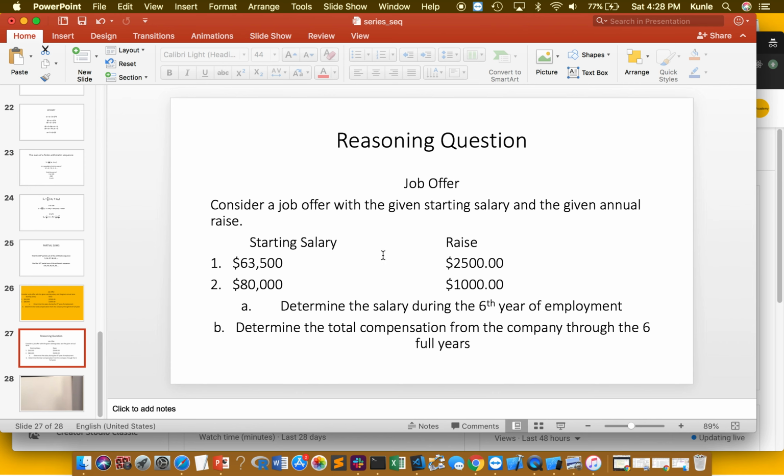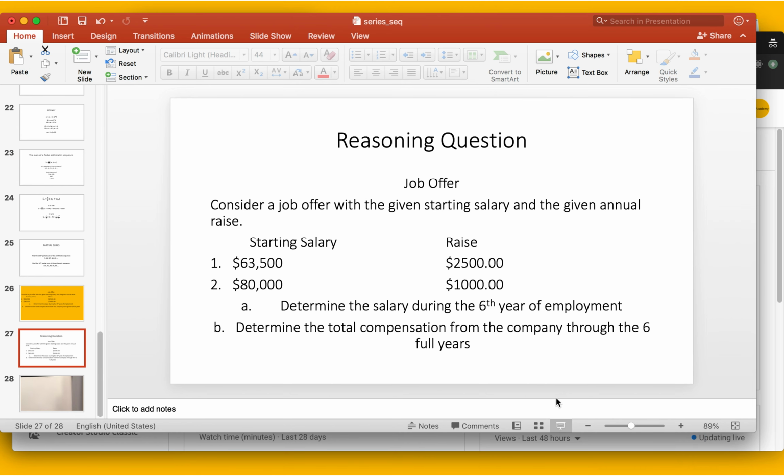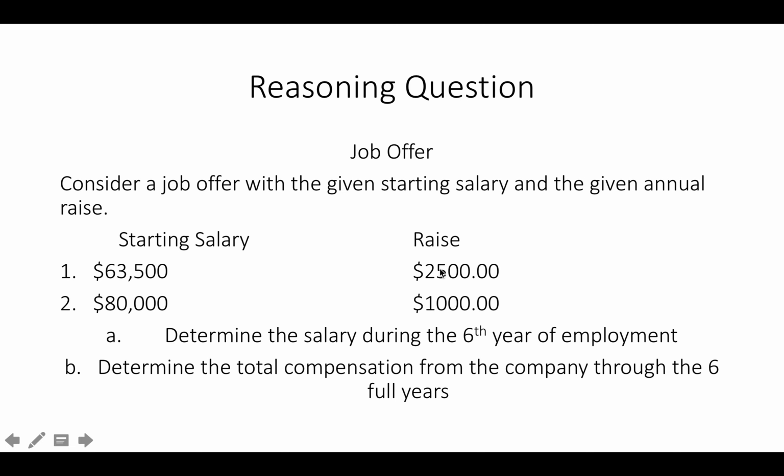Okay, so the goal is to solve this question. This is a sequence question, by the way, so let's go over it together. It says consider a job with a given starting salary and the given annual raise. When you say annual raise, you mean it increases every year by the same amount. That's what we are assuming.